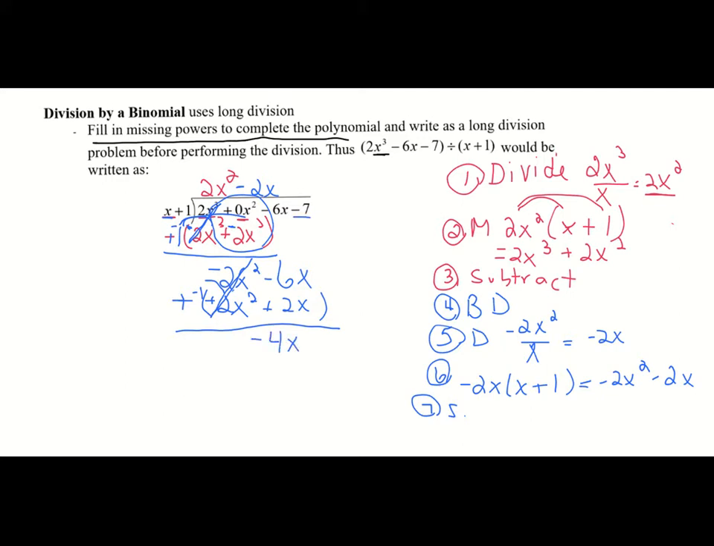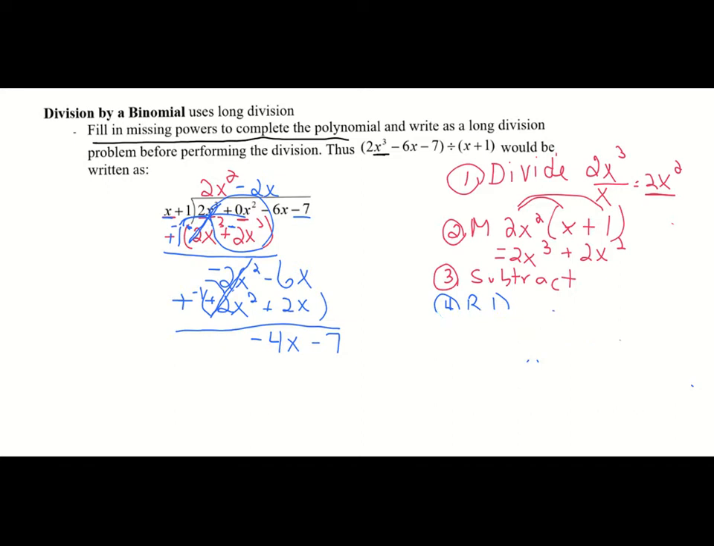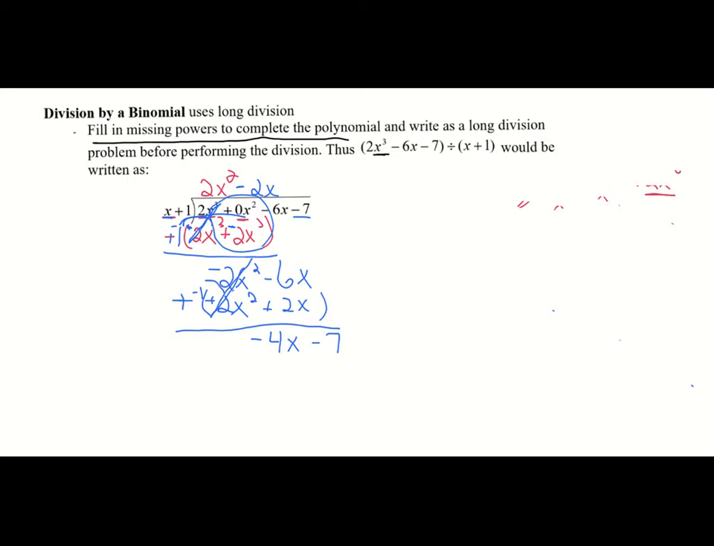And I need to bring down my -7. And it looks like I need to go through this one more time. So what I'm going to do first is, I know I have all those steps, but hopefully you wrote them down. If not, do that. I'm going to erase a little bit. And we're going to divide again. So now we are going to repeat until we finish.